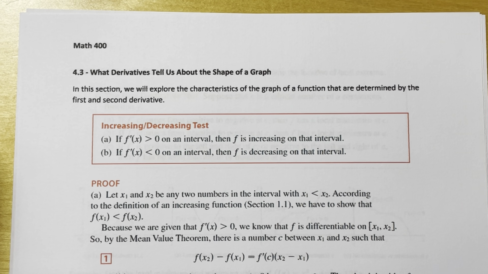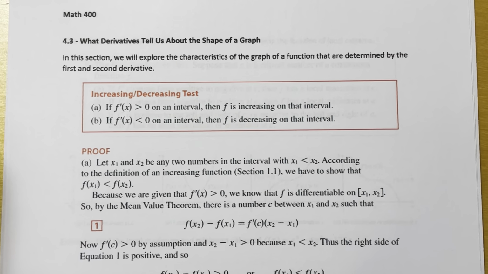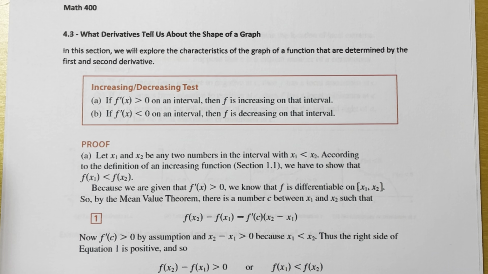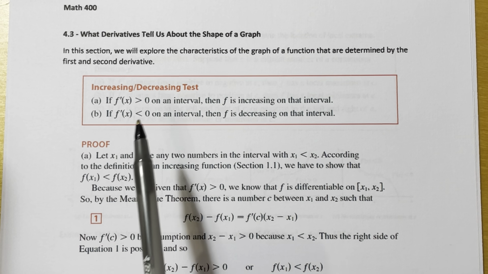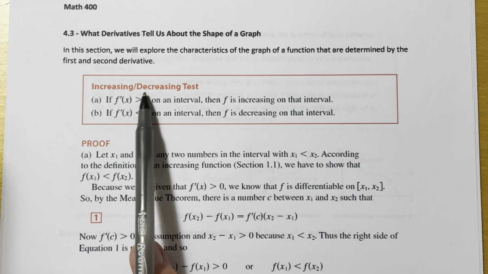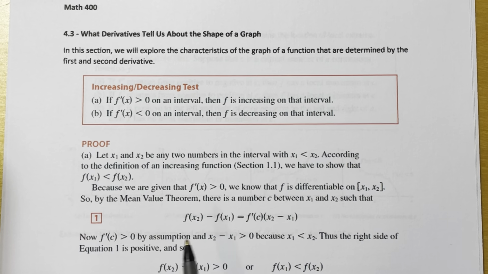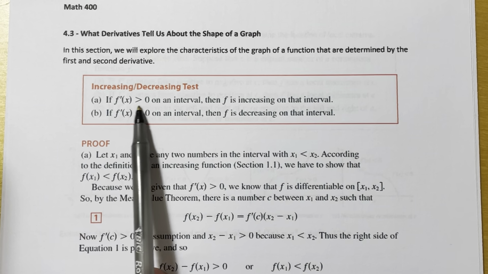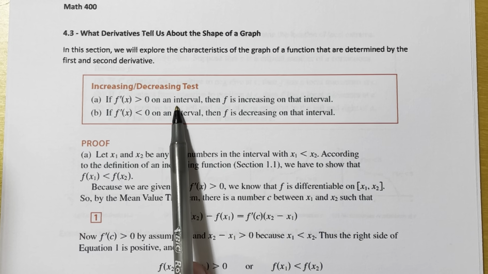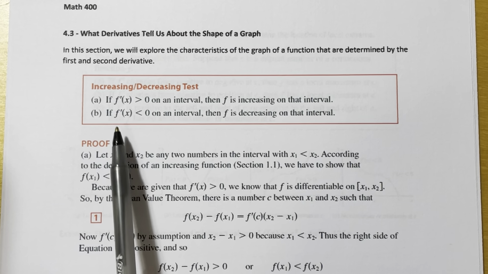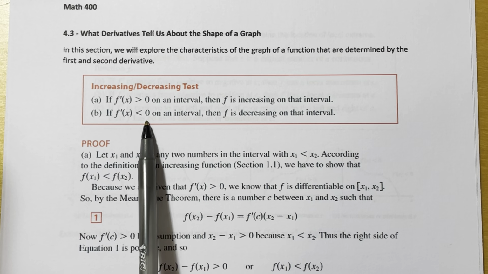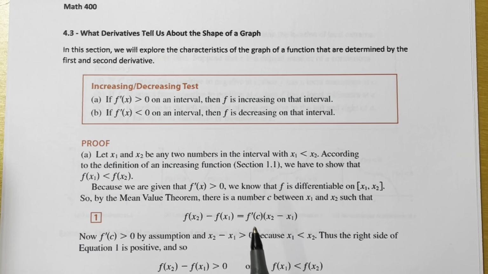Okay, but proof in mathematics requires more than that kind of an argument. So the reason this is appearing here is because the actual proof of this argument relies on the mean value theorem, which we just covered in 4.2. So let's take a look at that. Once again, we're going to call this the increasing and decreasing test. If f prime of x is greater than 0 on some interval, then f is increasing on that interval. If f prime of x is negative on an interval, then f is decreasing on that interval.